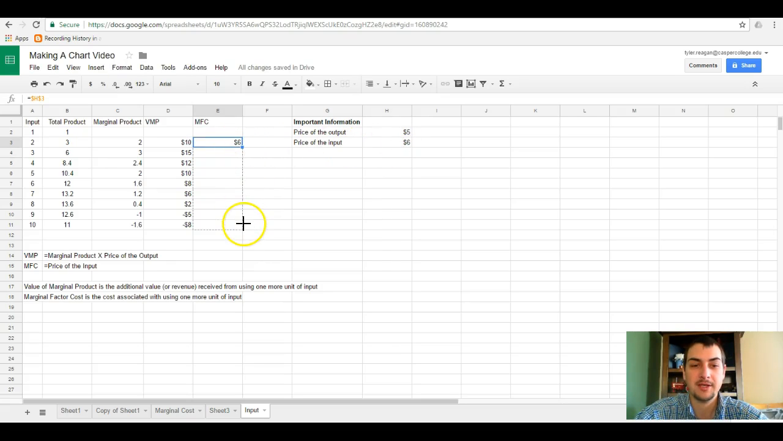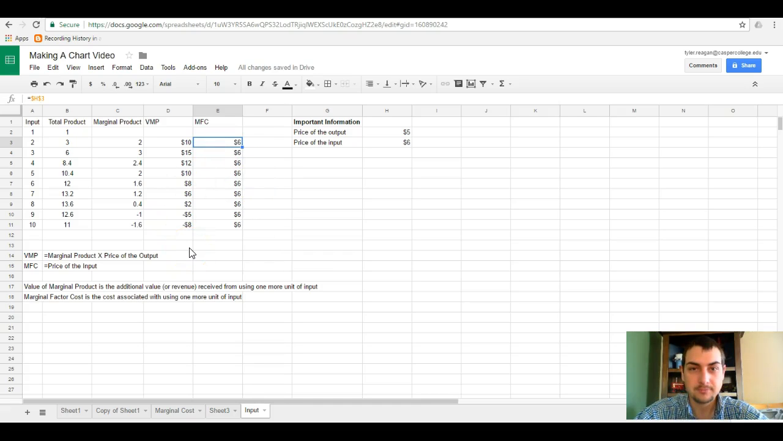And you can drag it down. Or if you are unfamiliar with locking stuff in, you could simply just type in this first cell, instead of saying equals, you can just type in the number 6. And then you can drag it down as well. But we're going to go ahead and do it the other way, with locking it in.